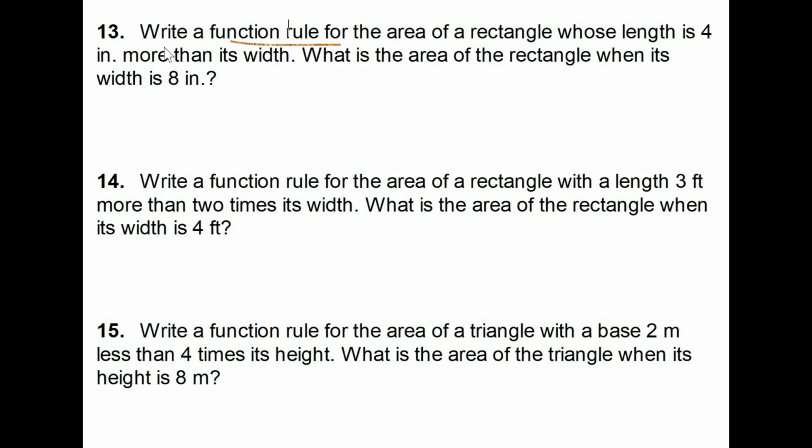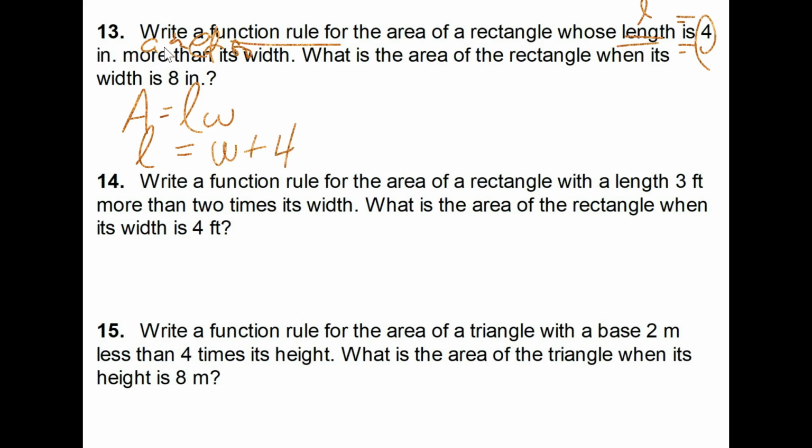All right, write a function rule. That's the first thing. We got to write a rule. So the area of a rectangle is A is equal to length times width. So we know that the length is 4 inches more than the width. The length L is 4 inches more than the width. So more than, added. Oh, hold up. All right, that looks a mess. But 4 is added to the width. So that's the W plus 4.